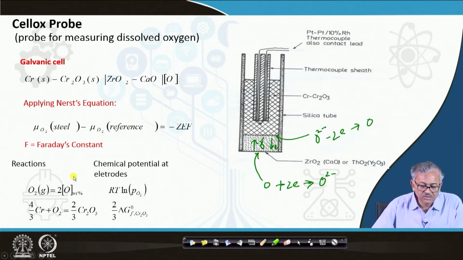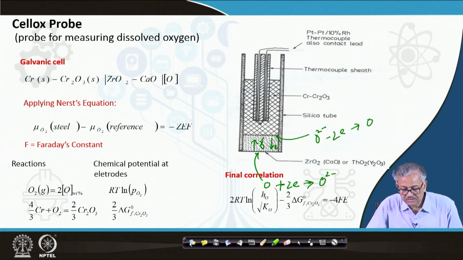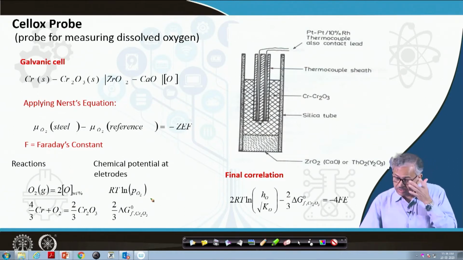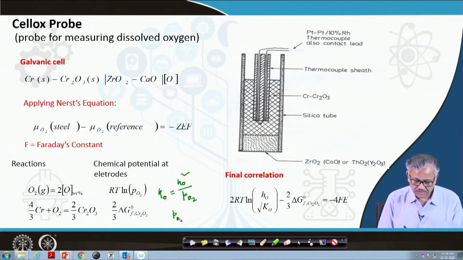So now mu O2 is equal to RT ln PO2 minus 2/3 of delta G naught F of Cr2O3, is equal to minus ZEF, and then the final correlation we can write like this. This is the final correlation, because you can correlate this to the equilibrium constant. If you have K naught, the equilibrium constant you write, that is hO square divided by the partial pressure of oxygen, or you can write PO2 is equal to hO square by K naught.